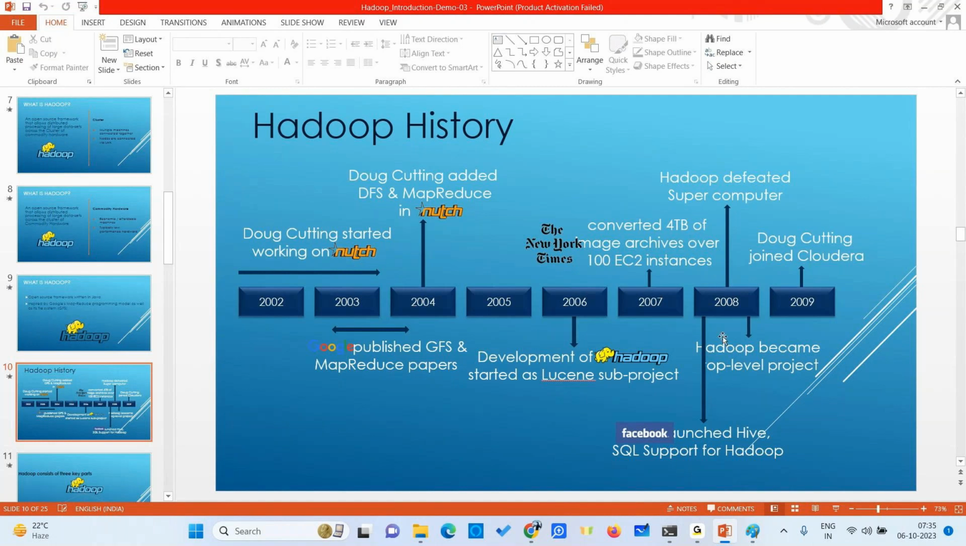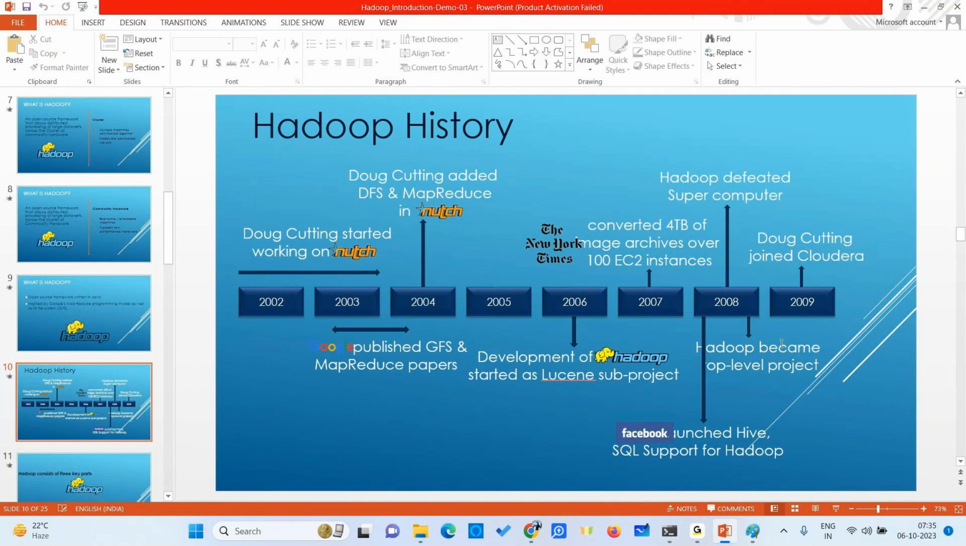In 2008 Facebook launched Hive SQL support for Hadoop because they had big data problems. To solve their problems, they adopted the same Hadoop file system, and Hadoop defeated a supercomputer in this area in this year, 2008.